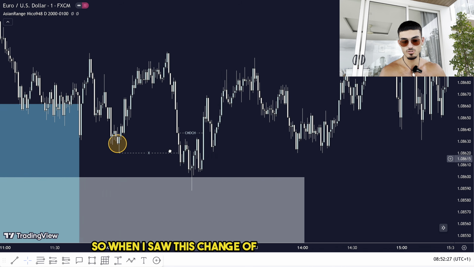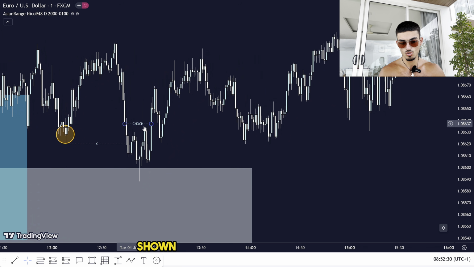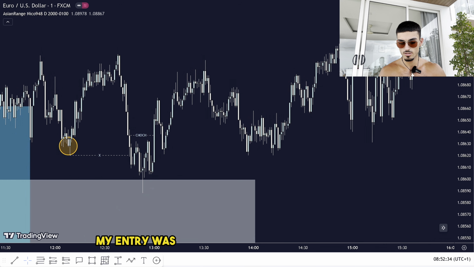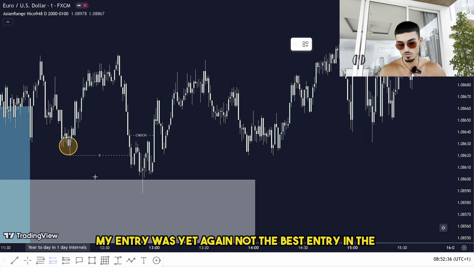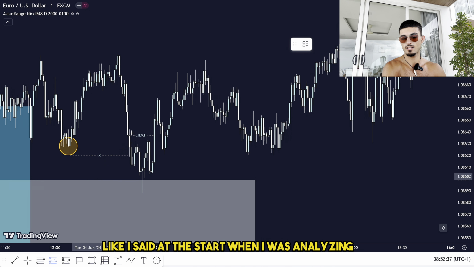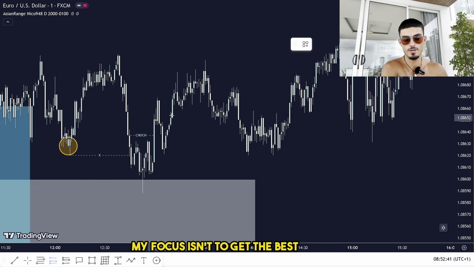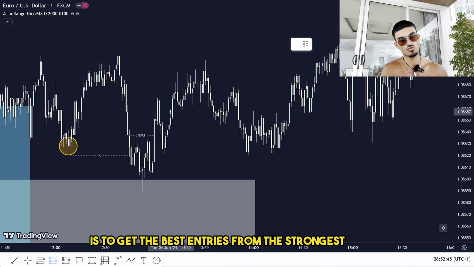So when I saw this change of character right here, shown on my chart on the 1-minute, that is when I took an entry. My entry was, yet again, not the best entry in the world. Like I said at the start when I was analyzing GU, my focus isn't to get the best entries, it's to get the best positions. It's to get the best entries from the strongest areas.